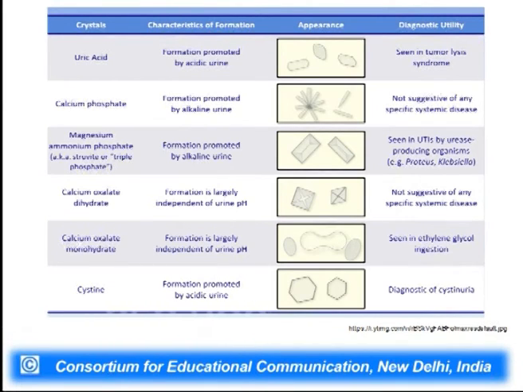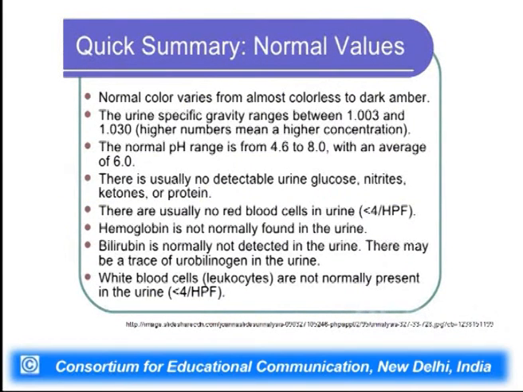Then calcium phosphate crystals and calcium oxalate crystals can be seen, which are generally observed in ethylene glycol ingestions. Cysteine crystals are also observed. So to quickly summarize these things, the normal color of the urine is colorless to dark yellow or amber.